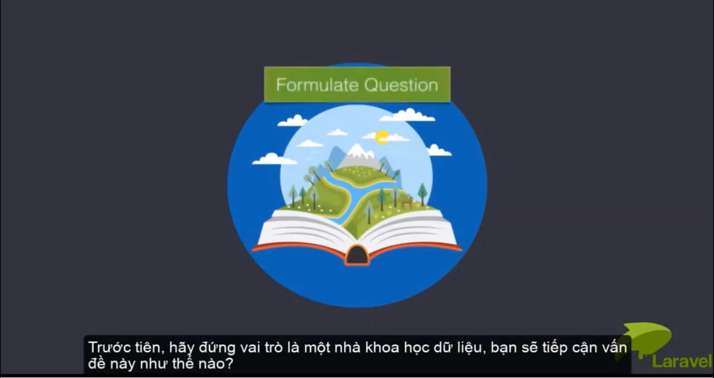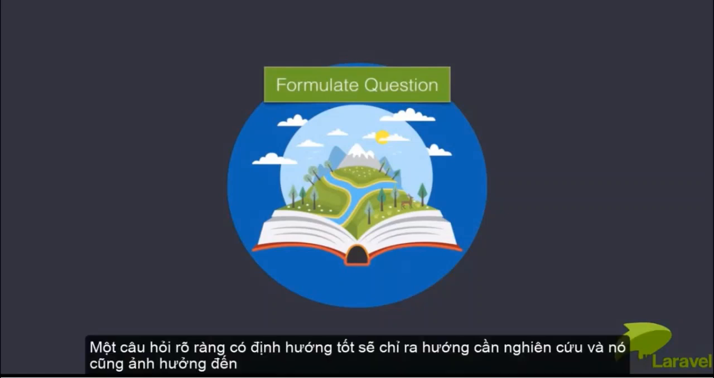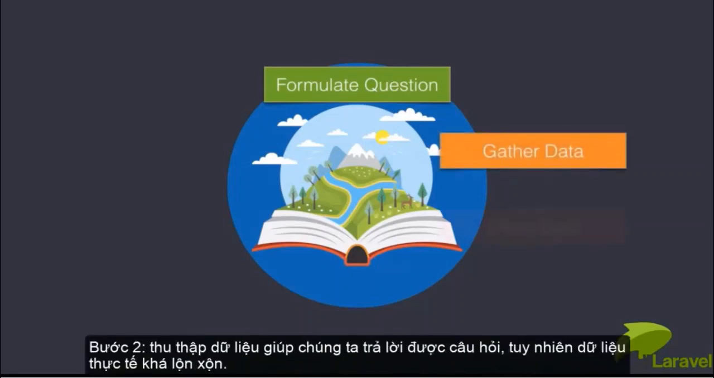Well, first, a data scientist would carefully formulate the question that they're looking to answer. Why? Well, a clear and well-formulated question will determine the research, and it will also affect the kind of data that you will go out and gather. In fact, step 2 is gathering the data that will help us answer the question.